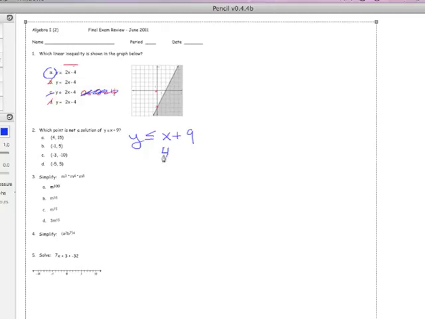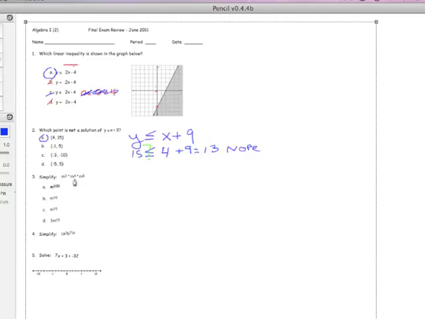4, 15. Put that into the equation. Is this true? And I like to put a big question mark over this, and I would read this: is 15 less than or equal to 4 plus 9, which is equal to 13? No. The answer is nope. So the answer is A.